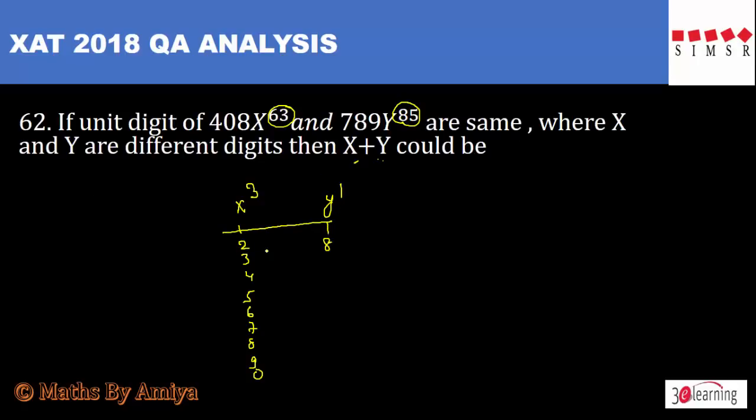2 cube becomes 8, summation is 10. 3 cube becomes 27, so 7, then summation is 10. 4 cube is 64, so 4, the summation is 8.